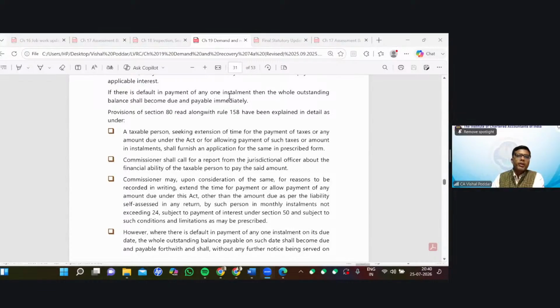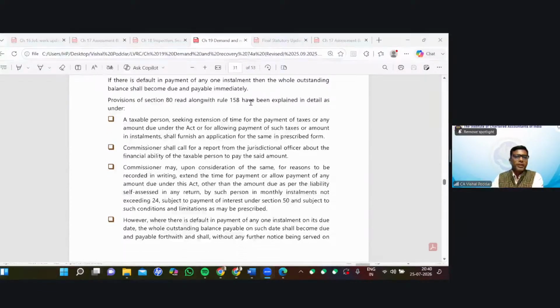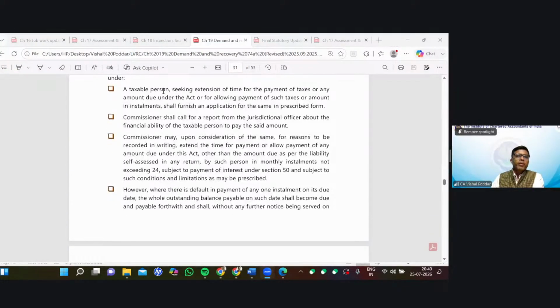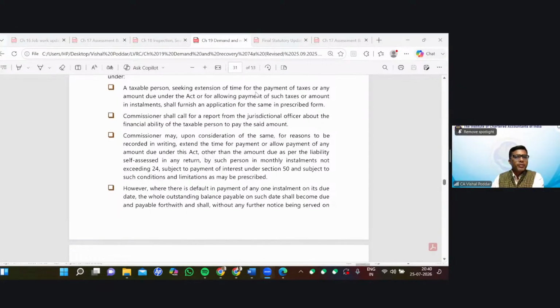Now, if there is a default in payment of any one installment, then the whole outstanding balance becomes due immediately. These provisions are covered in section 80 along with rule 158. What are they saying? The taxable person seeking extension of time for payment of tax or any amount due under this act, or for allowing payment of such taxes in installments, has to make an application in the prescribed form.